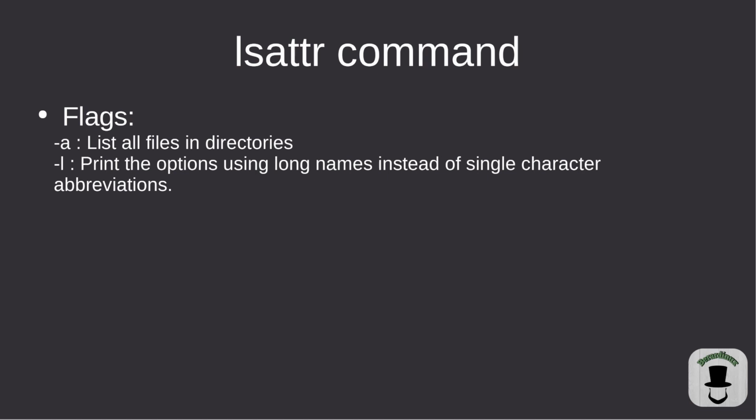If you go lsattr space dash a, that's going to list the attributes of all of the files inside of that directory. If you do just lsattr and then the file, it's going to list out the attributes just as letters. And if you do lsattr with the dash l flag, that's going to list out the names of the actual attributes. I'll show you how to use that inside of the terminal, so let's hop over there now.